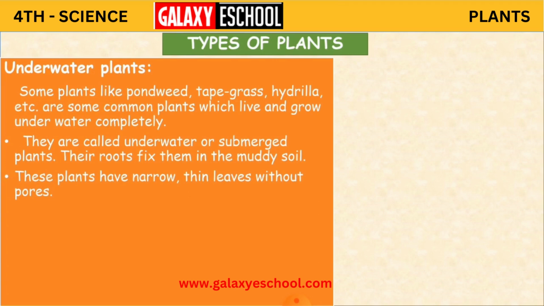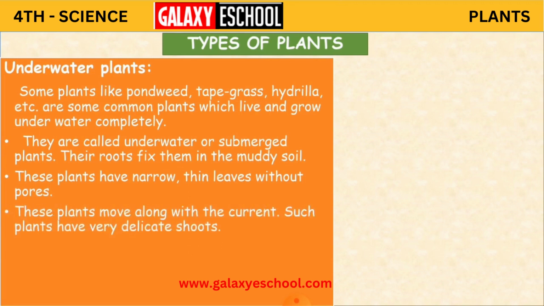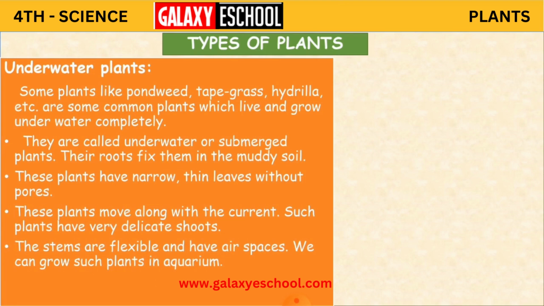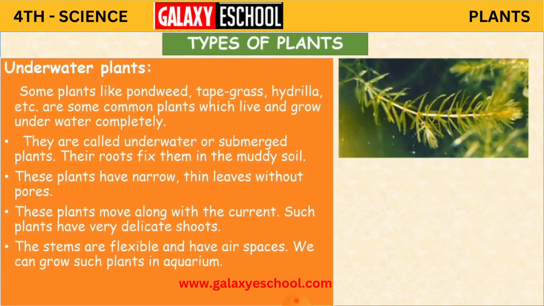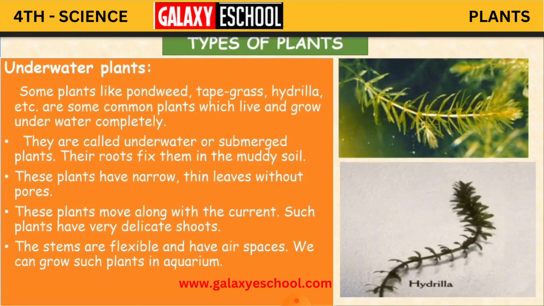These are the names of the plants, children. Pondweed, tape grass, hydrilla. These are some plants which live and grow underwater completely. They grow completely underwater, as you see here in the picture. And they are called underwater or submerged plants. Submerged because they are lying under the water. They are merging with the water, mixed with the water. That is why we call them submerged plants.